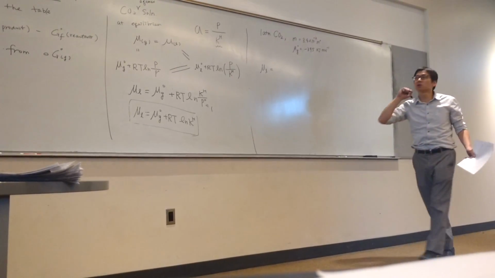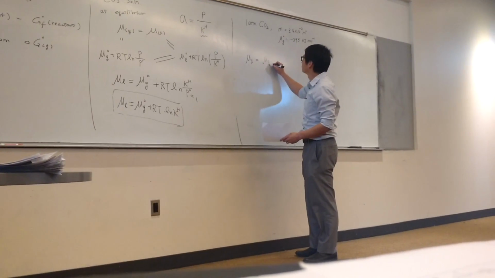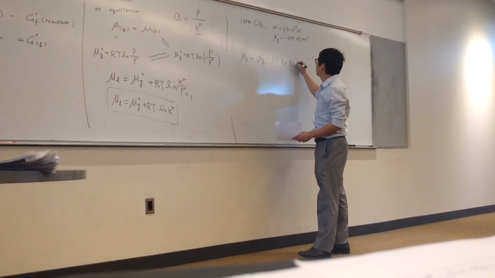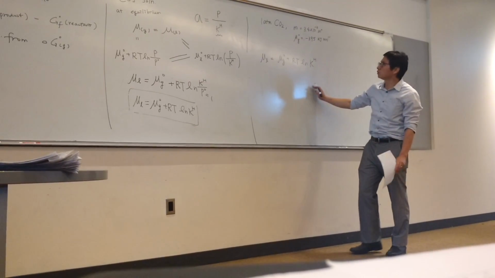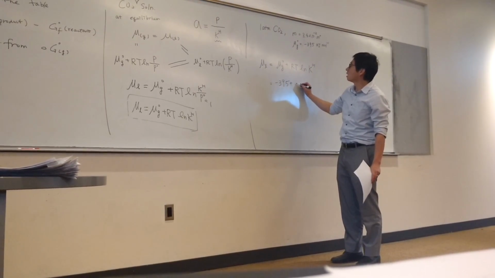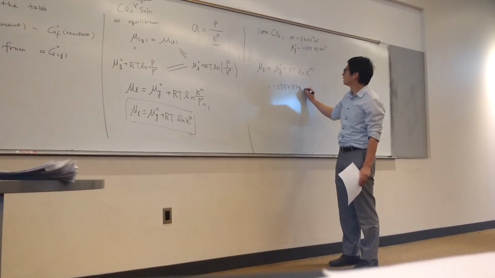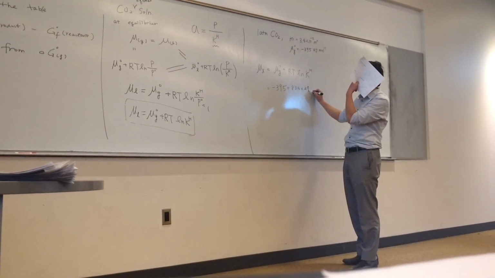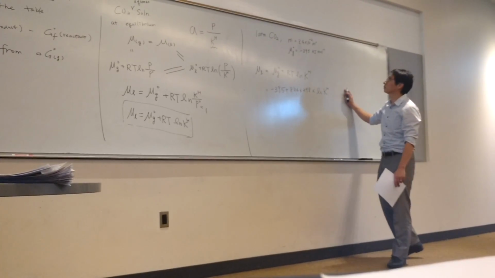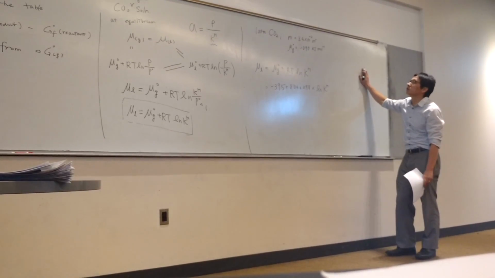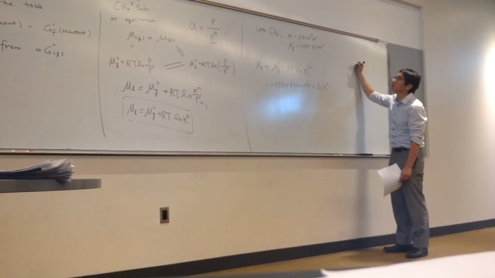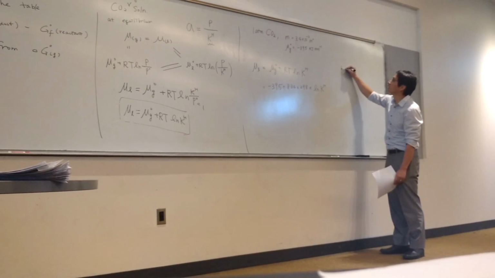Because mu L is going to equal mu G naught plus RT natural log K_H. So the mu G naught is negative 395. R is 8.314. Temperature, let's say room temperature, is 298. Natural log K_H. So we need to know the K_H, right? So here we need to use Henry's law. The solubility is 3.4. It's 1 atm, so let's P.